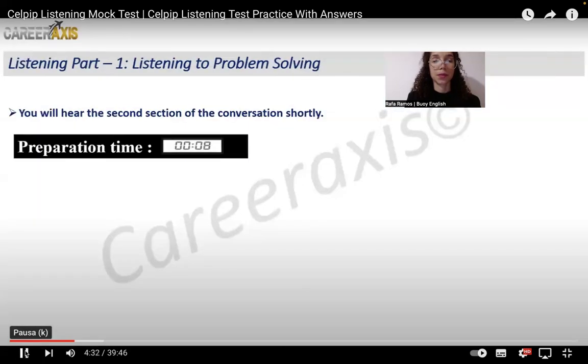You will hear the second section of the conversation shortly. So remember there are 3 sections. That is section 2, still about the same scenario, the same context, yeah? The couple planning their vacation on a tight budget.